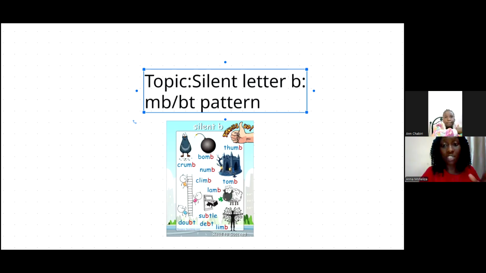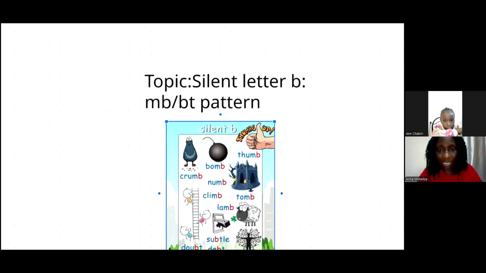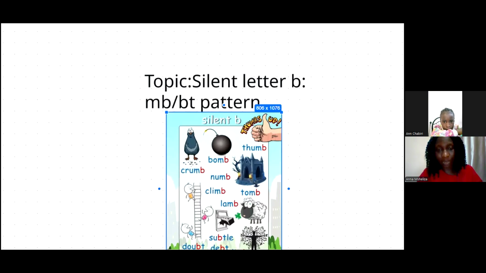So I have some pictures here that talk about the silent letter B. Very interesting pictures. Can you see your screen? Is it clear enough for you? No. Okay, I will make it a bit bold. Can you see it now? Almost. Okay, I'm sure it's clearer now.